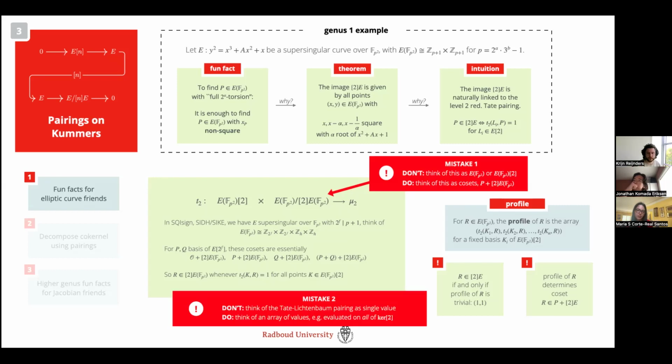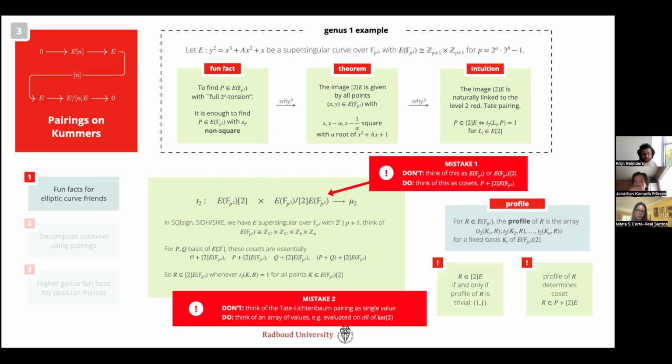So what was my second mistake? I was thinking of the Tate-Lichtenbaum pairing as a single value, as 1 kernel point and 1 point on the curve, and some value associated to this. But for these applications, that's not what you want to think of. You want to think of this as an array of values where you evaluate it on all of this kernel of the doubling. And that will give you this profile, and that profile will give you so much information about what you want to do.